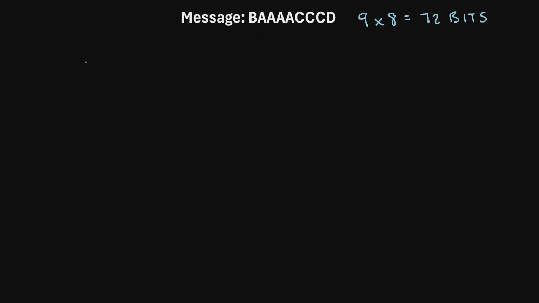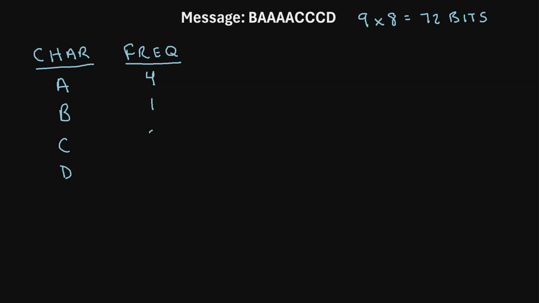So the first step when we're using Huffman coding is we have to calculate the frequency of each character in the message. So let's go ahead and write all of the unique characters in this message. So we have A, B, C, and D. Now let's check out the frequency of each of these characters. So character A occurs 4 times in this message. Character B occurs once. Character C occurs 3 times, and character D occurs only once as well.